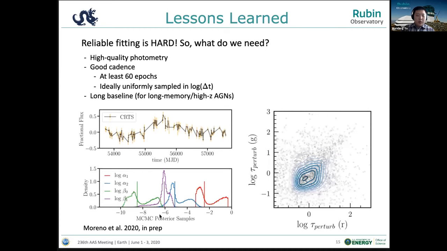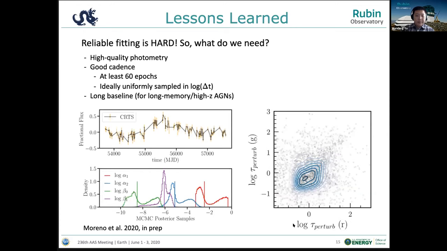So we have to apply certain cuts to ensure that the result we get from the fitting can be trusted. On the other hand, the figure on the right shows the tau perturbed determined using R and G band light curves independently. We see a large scatter. We believe that is mostly because of the large gap you just saw in the SDSS cadence.